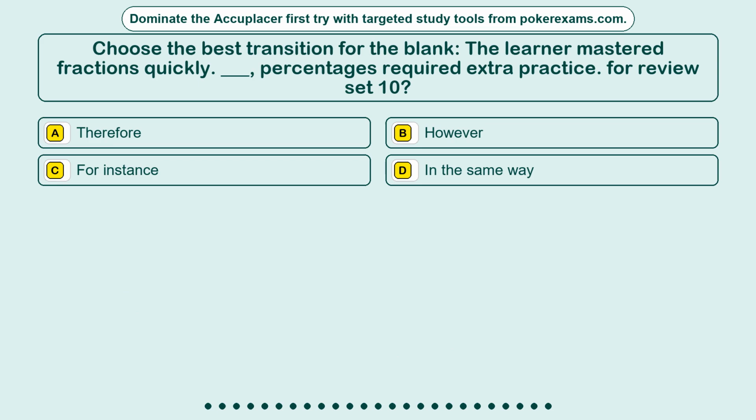Question 21. Choose the best transition for the blank. The learner mastered fractions quickly. Blank, percentages required extra practice. For review set 10, option A. Therefore. Option B. However. Option C. For instance. Option D. In the same way.